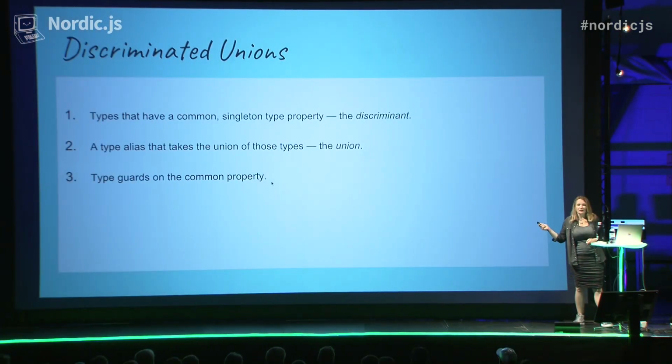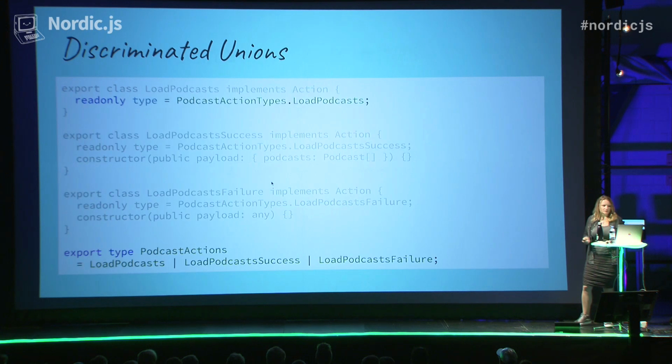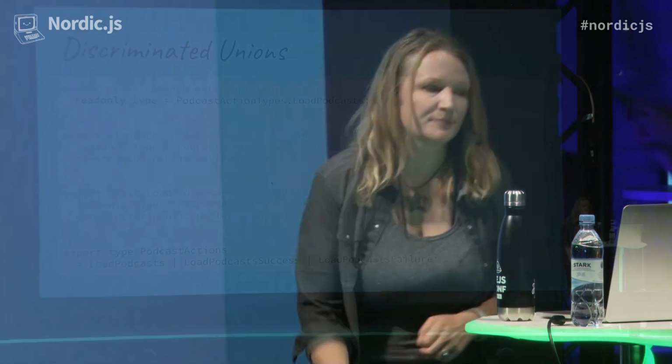In TypeScript, you can combine singleton types, union types, type guards, and type aliases to build these discriminated unions, which consist of types that have a common singleton type property, the discriminant, a type alias that takes the union of those types, the union, and type guards on the common property. In our case, the discriminant is the read-only type property that all of our action creator classes have. And we're exporting our union type alias, podcast actions, here at the bottom.